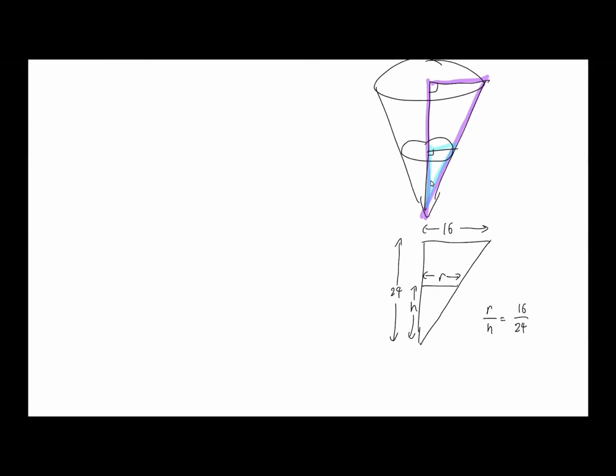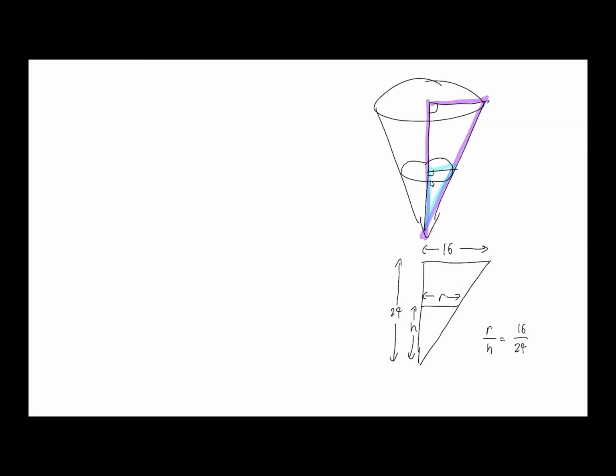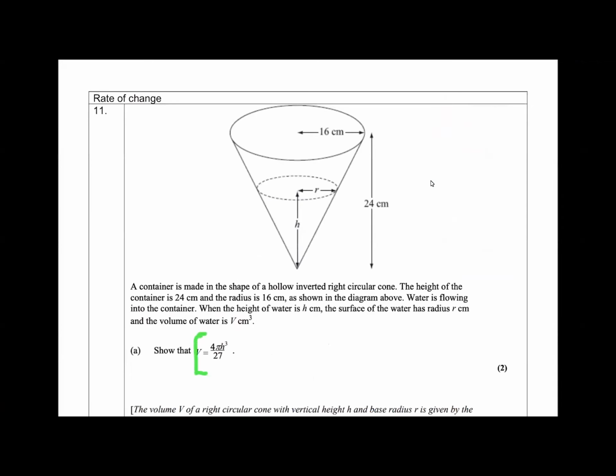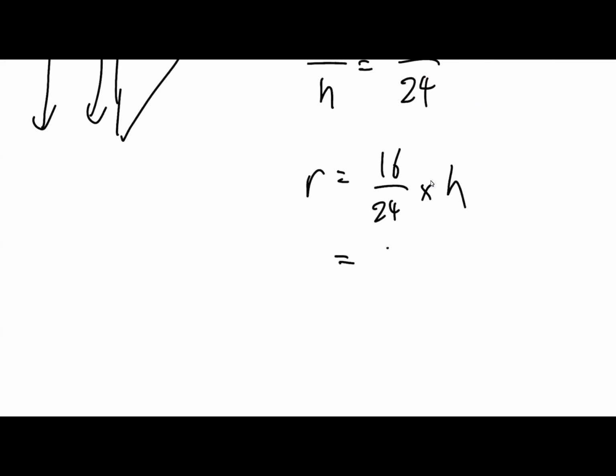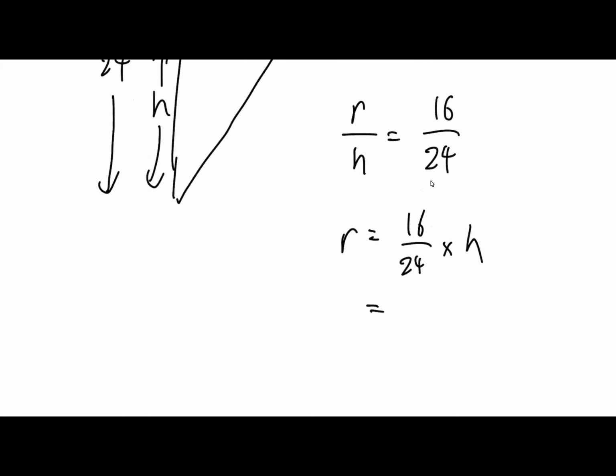Let's just leave it first. I don't know whether I want to make R the subject or H the subject, so let's look at the question. It asks to show that V equals 4 pi H cubed over 27. The only variable here is H. You don't want R, which means you want to replace every letter R with something in terms of H. So it makes sense to make R the subject: 16 over 24 times H. Of course, 16 over 24 can be divided by 8 on the top and bottom, so you get 2 over 3 H. Is that okay?